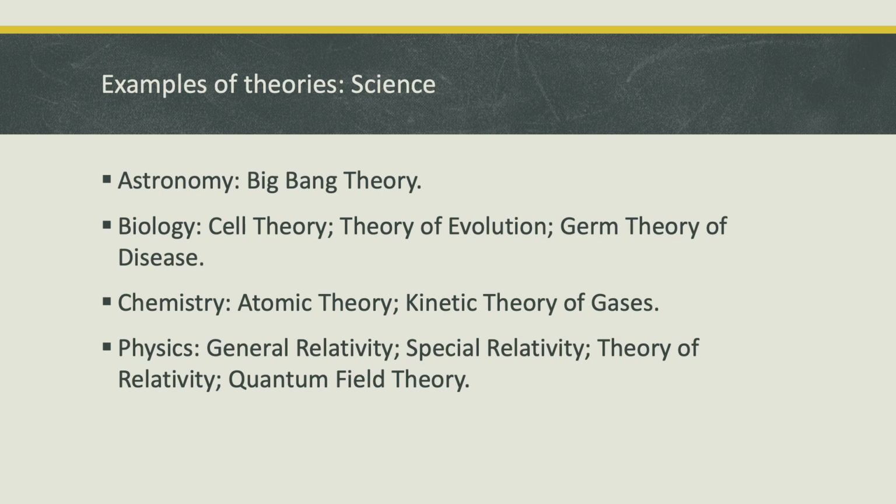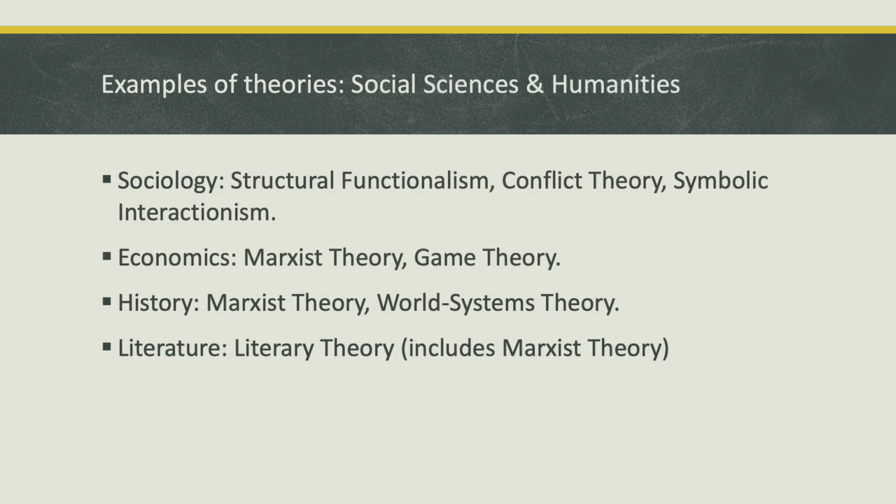From astronomy, Big Bang theory, which explains how the Earth and the universe came into being. From biology, the theory of evolution, which explains how animals, people, and so on have evolved. And of course, there are many theories in chemistry and physics. There are many theories in the social sciences and humanities too. In literature, we are most interested in literary theory. That's what we'll talk about today.